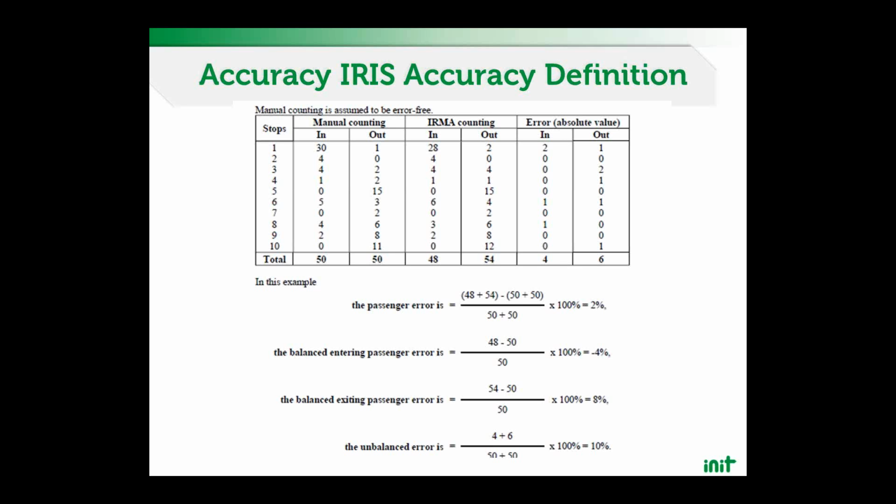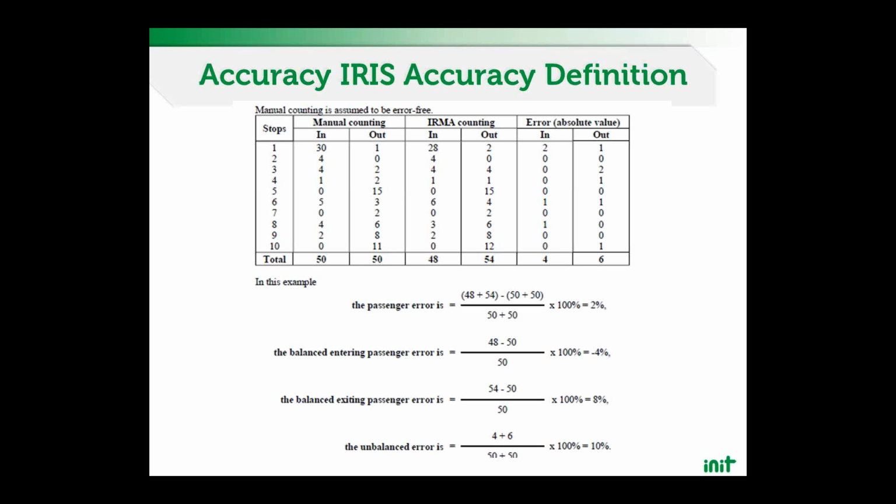The sensor counted, for example, and this is an example, 48 boardings and 54 out. The passenger error is then defined by what the sensor measured minus a reference, divided by the reference, multiplied by 100%. So this is our 2% passenger error. And then we can see the same example for the balance entering passenger error.